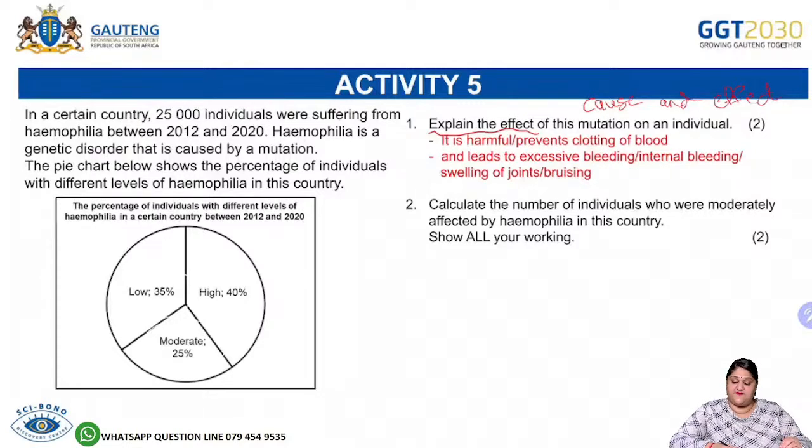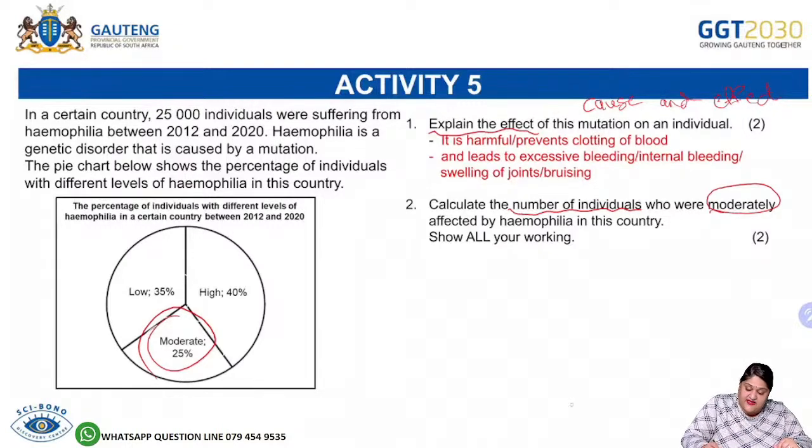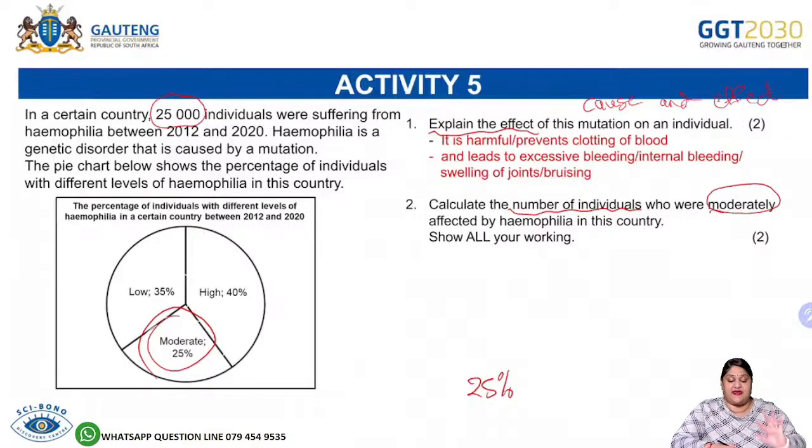Calculate the number of individuals who were moderately affected by the hemophilia in this country. Now they want to know the number of individuals. And what did we get here of moderately? What did they give us? They gave us a percentage. So they gave us 25%. Okay? And they gave us a total number of individuals. And the total number of individuals was 25,000. So they want to know the number that was moderate, but they gave us a percentage. So 25% of the 25,000, that's what we need to work out.